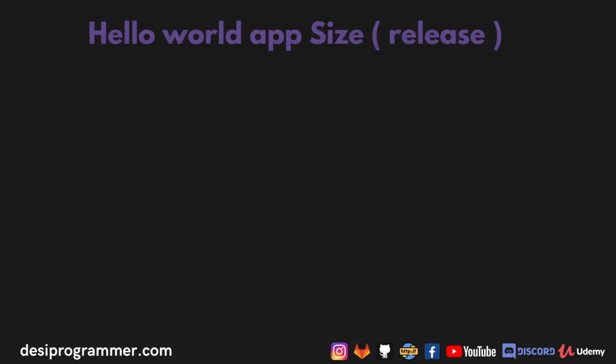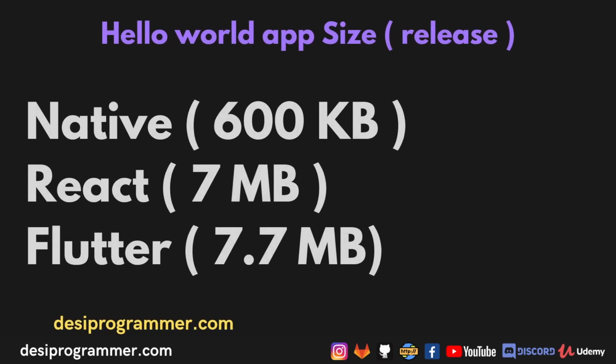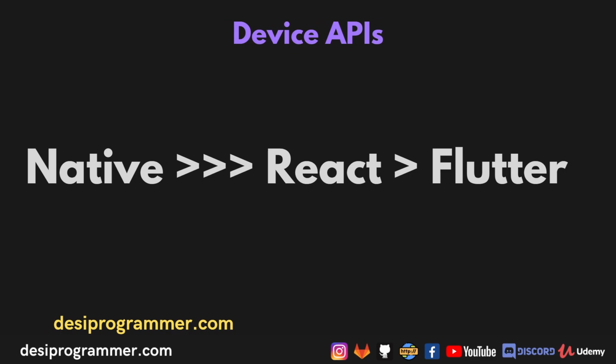So what I mean is that if you take a simple Hello World app in release mode, then a native app will be around 600 kilobytes, while a React Native app will be around 7 MB and a Flutter app will be around 7.5 to 7.7 MB. So if size matters for you, choose carefully between these platforms.